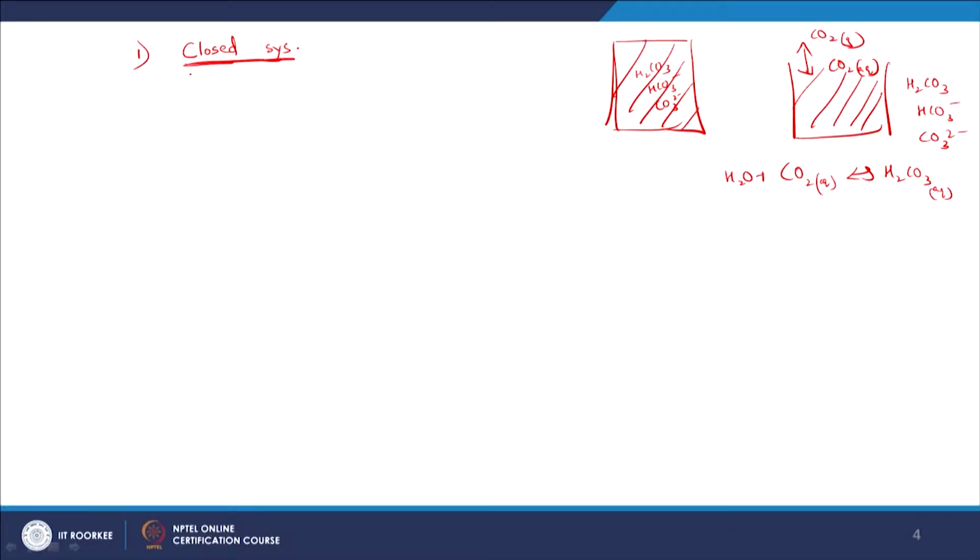Anyhow, let's come back to our drawing table here, and we are now working it out for a closed system which is not open to the atmosphere, right? And let us say, for the sake of an example, that we are adding NaHCO3 and Na2CO3 to our system at relevant concentrations.